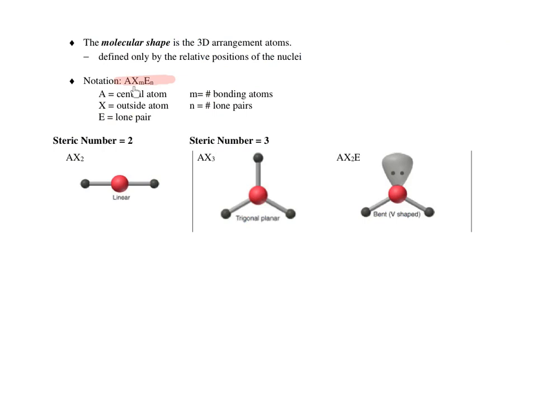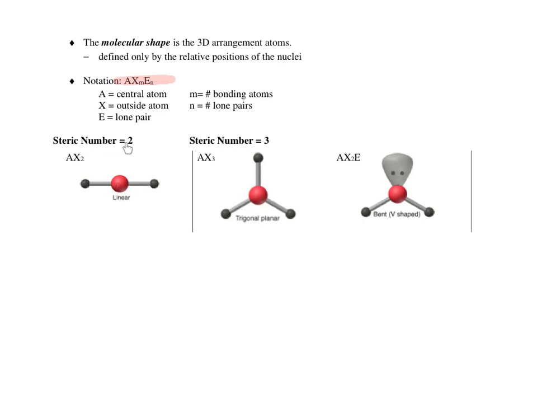This AXE notation is incredibly useful. A represents the center atom, which is represented in each of these pictures as the red ball. X refers to an outside atom. More specifically, we have a bond to an outside atom. E represents a lone pair. So if we look at this representation, AX2, it means we have a center atom that has 2 bonding atoms on either side. The molecular geometry, if you had an AX2 type molecule, is a linear geometry.